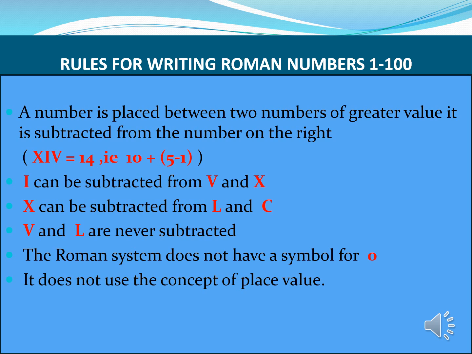I can be subtracted from V and X. X can be subtracted from L and C. V and L are never subtracted. The main differences between Roman number system and Hindu Arabic system are: Roman system does not have a symbol for 0 and it does not use the concept of place value.